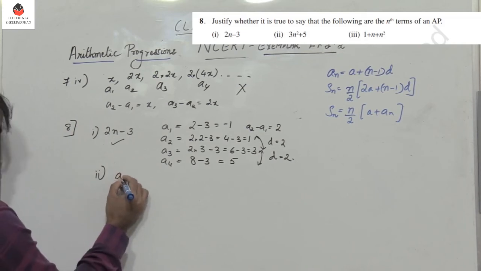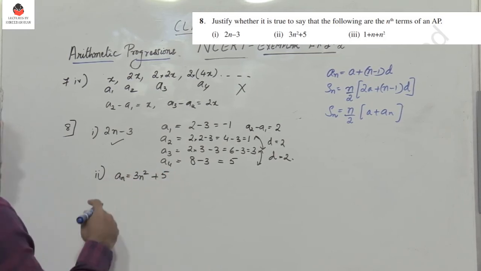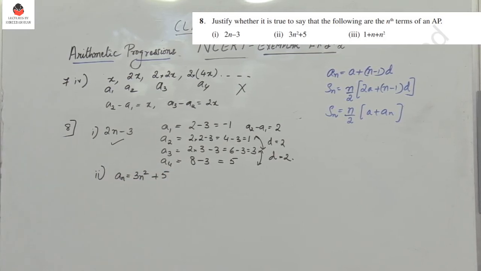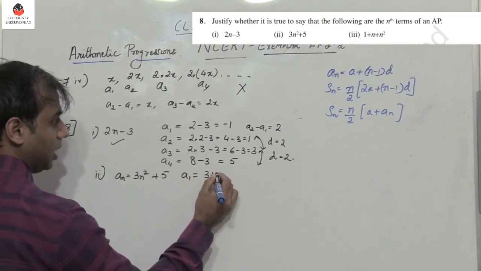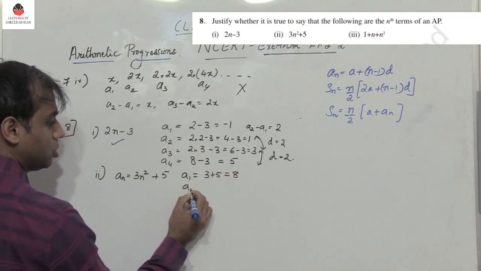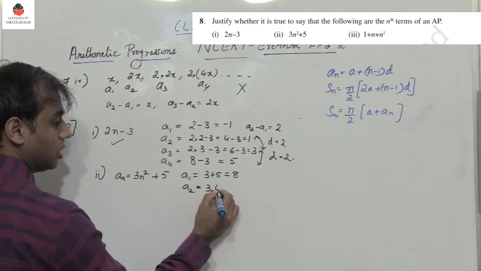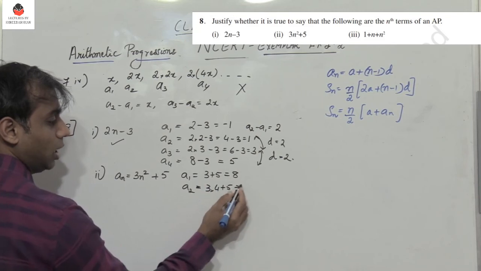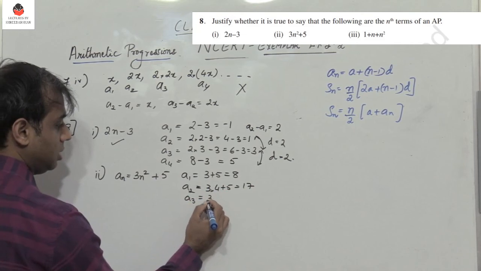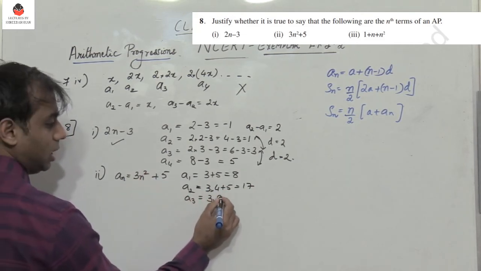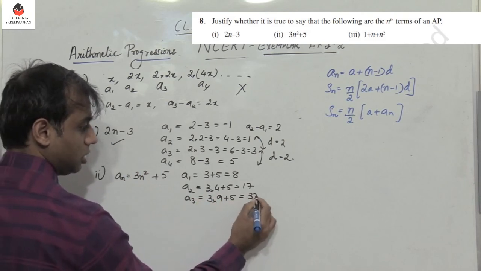Second one, an equals 3n square plus 5. Now we have to use the same logic. Put the value of n. For n equal to 1, I get a1, which is 3 plus 5 equals 8. For n equal to 2, I get 3 into 2 square, 3 into 4 is 12, plus 5, which is 17. And A3 is 3 into 3 square, which is 3 into 9 is 27, plus 5, which is 32.